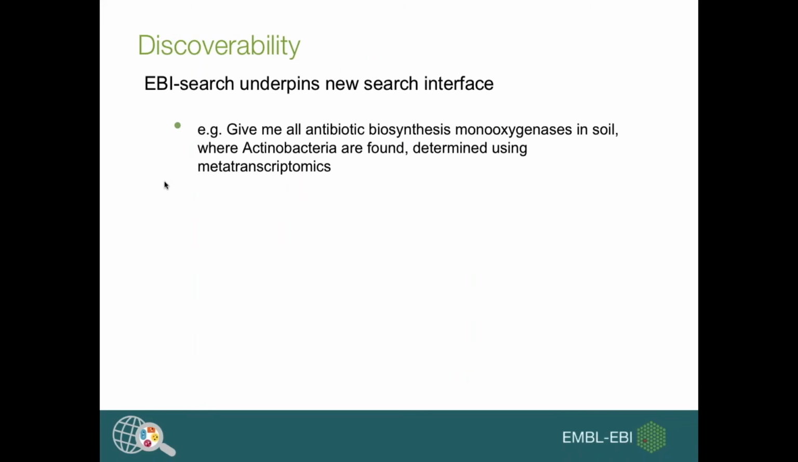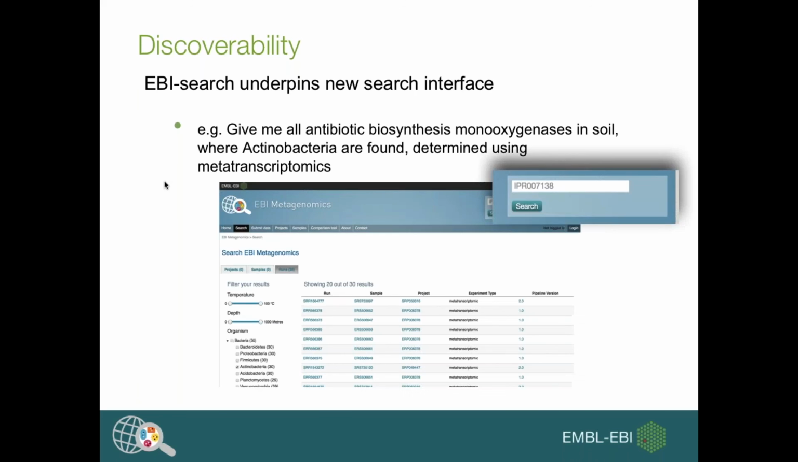So one of the other things we've been working really hard on is trying to improve the search facility. We've been indexing huge amounts of data and putting these together with EBI Search. The idea of this is that it covers questions that scientists really want to ask. So things like, give me all the antibiotic biosynthesis monooxygenases in soil where we find actinobacteria, because we know that they produce antibiotics, which have been determined using metagenomics. That's actually possible using the resource.